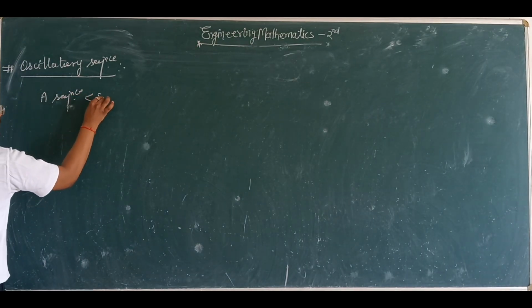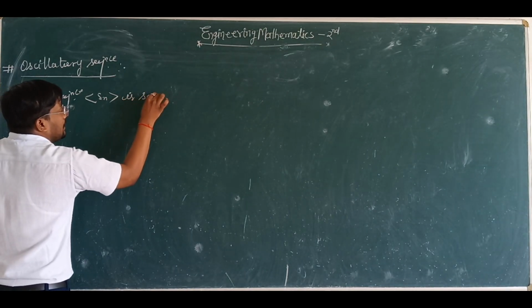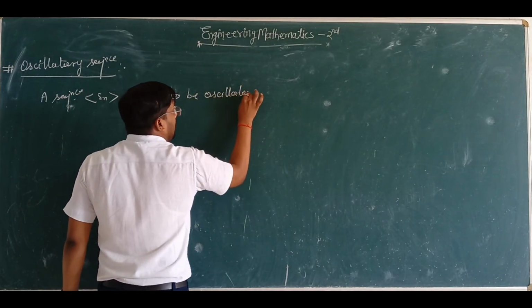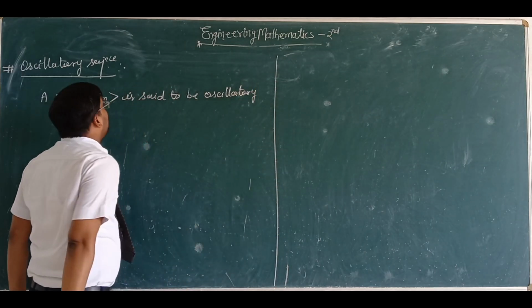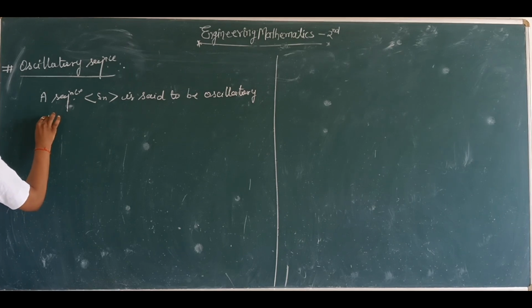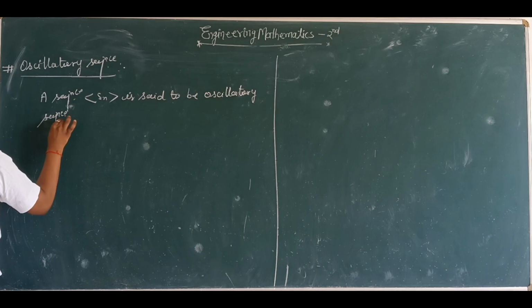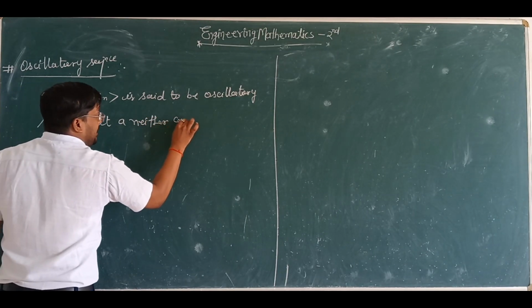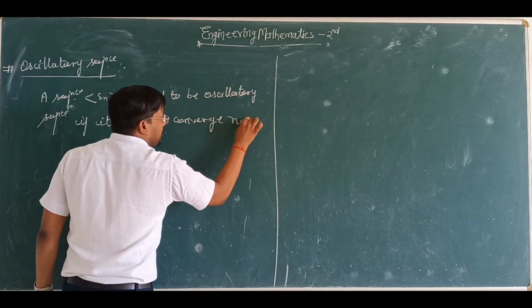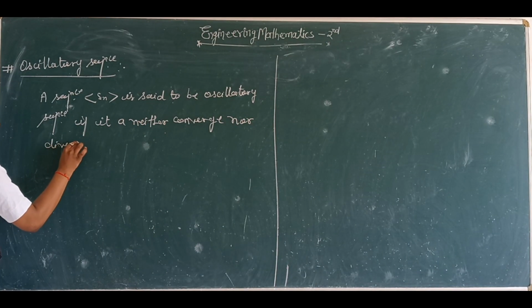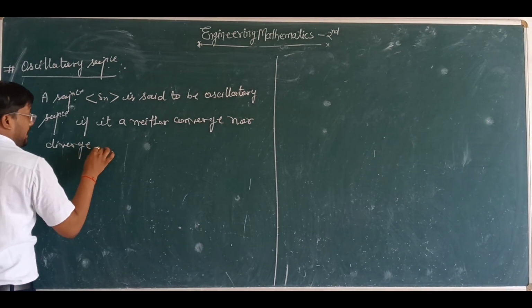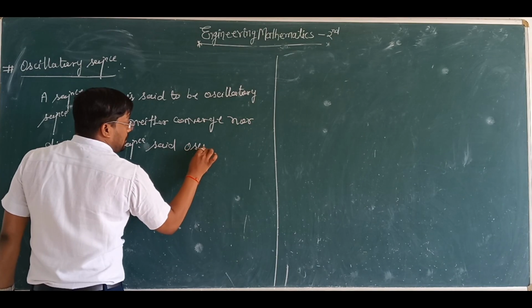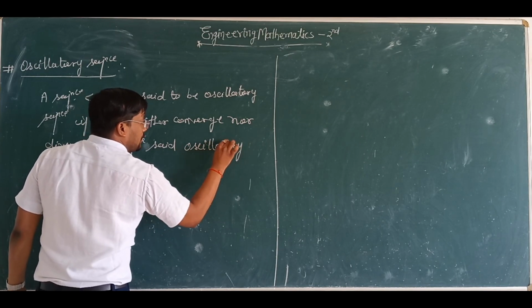a sequence Sn is said to be an oscillatory sequence if it is neither convergent nor divergent, that is, it neither converges nor diverges.